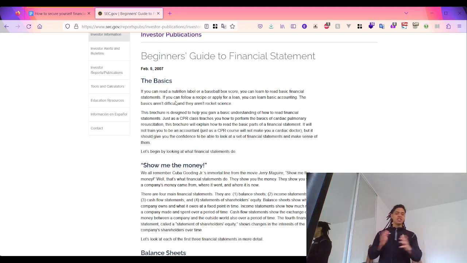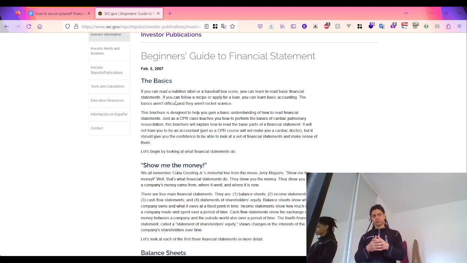So the TLDR, the too long didn't read, of this is that financial statements, after all, show you the money. Period. Simple. And we have four of them: balance sheets, income statement, cash flow statement, and the statement of shareholders' equity.